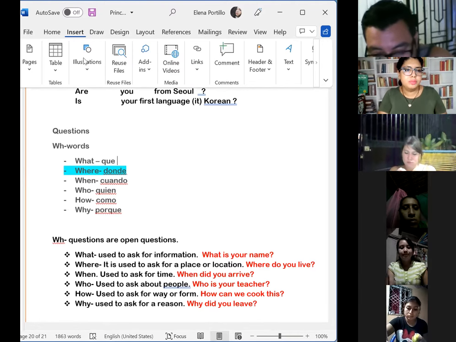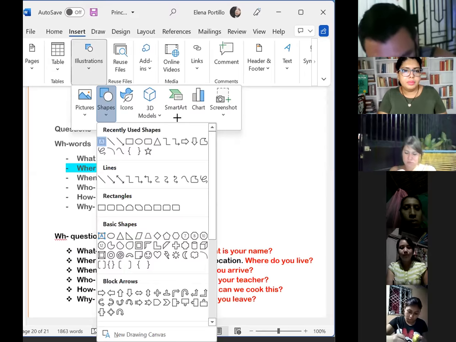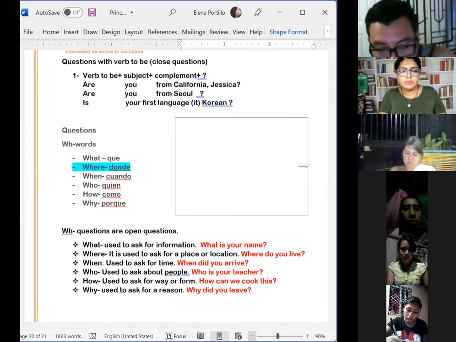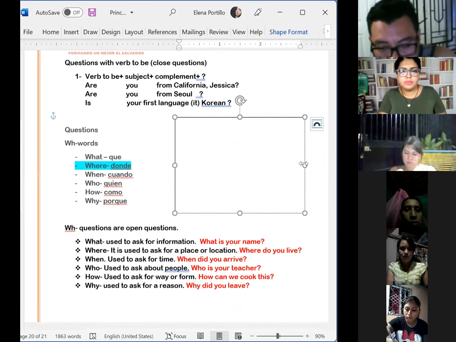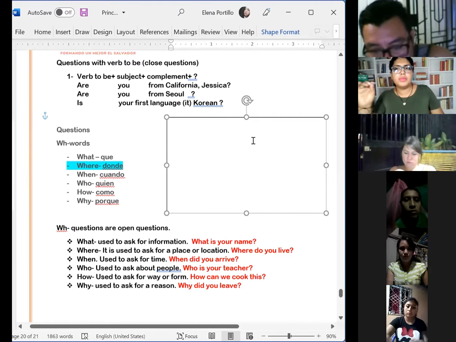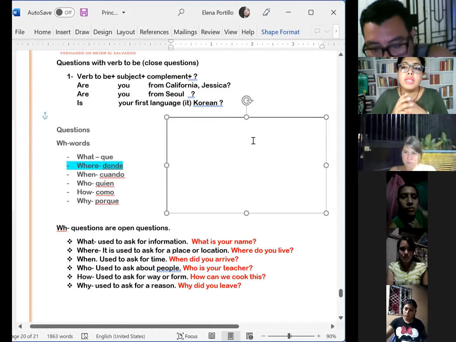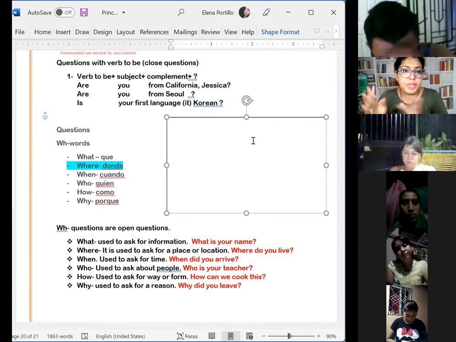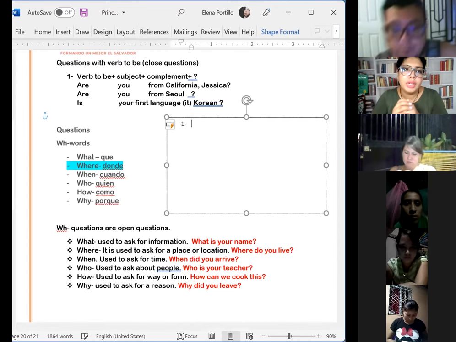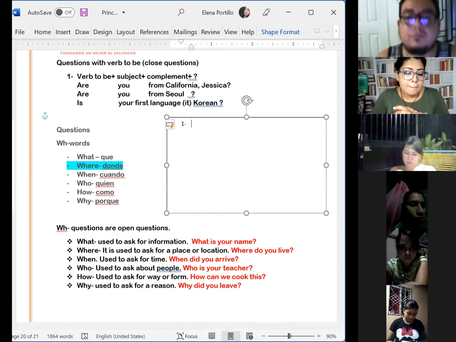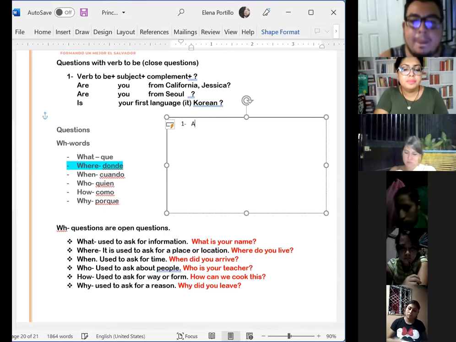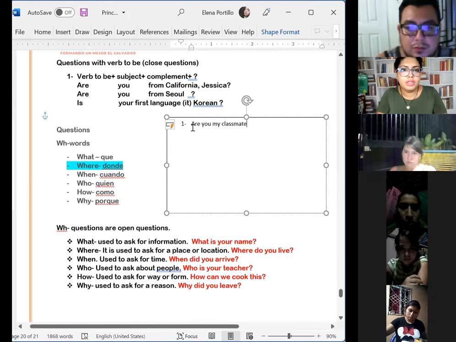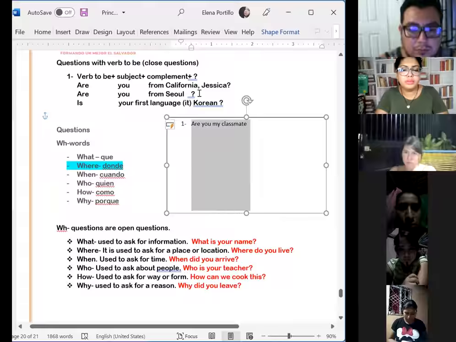So we are going to create like this. Let me do this. Like this. So we are going to create some examples for this kind of question and for the answer. Vamos a crear unas cuantas preguntas que nos lleven a esta respuesta del sí y el no. For example, number one, tenemos aquí con verbo to be. Are you my classmate? Are you my classmate? Let me do this. I will change.